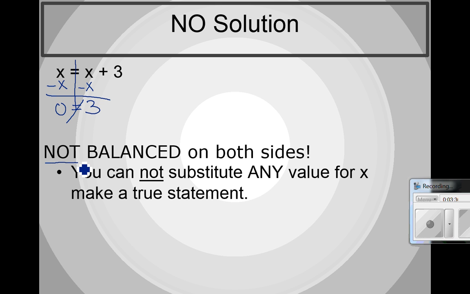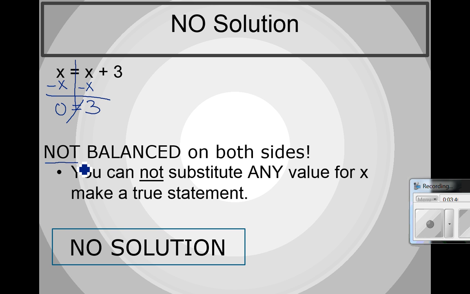So because it is not balanced on both sides, there is not a single number that you could substitute in and it would make a true statement. So the answer you would write is no solution.